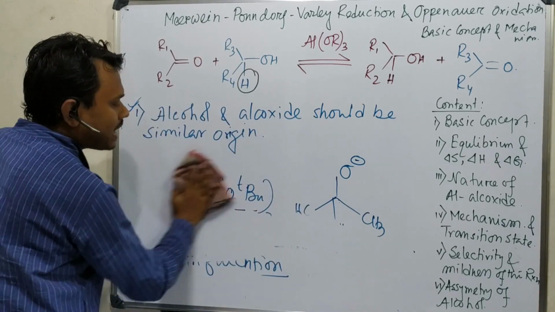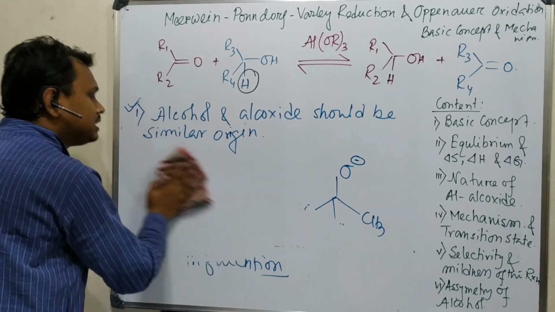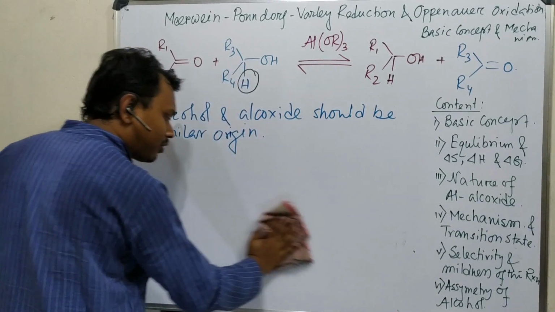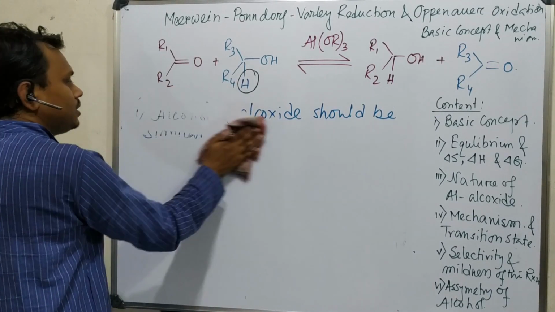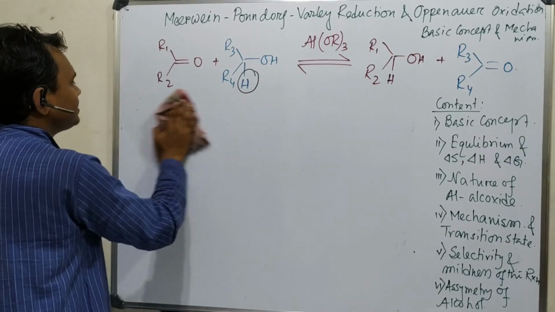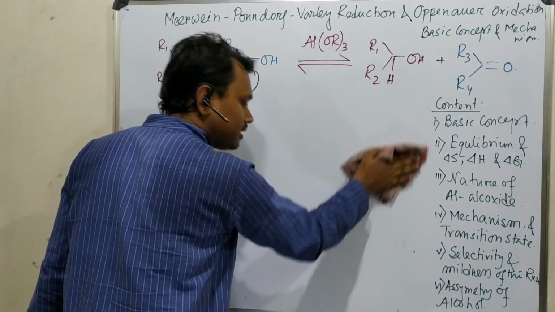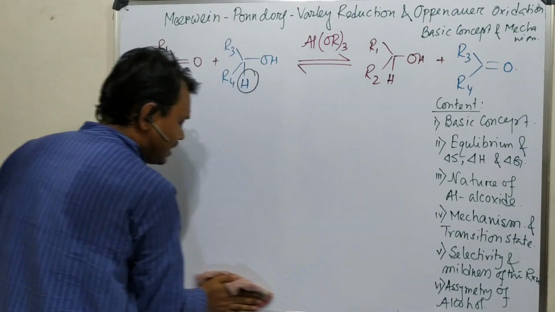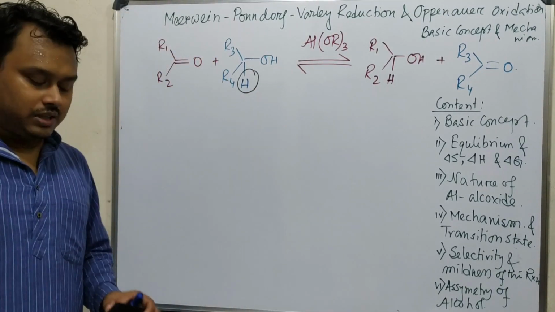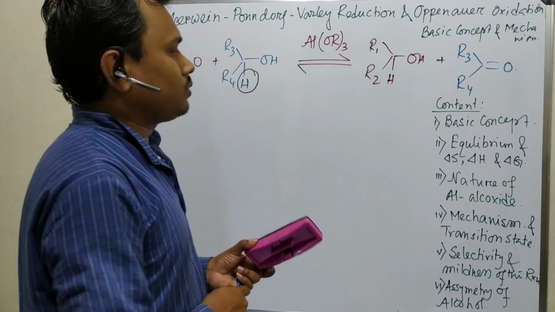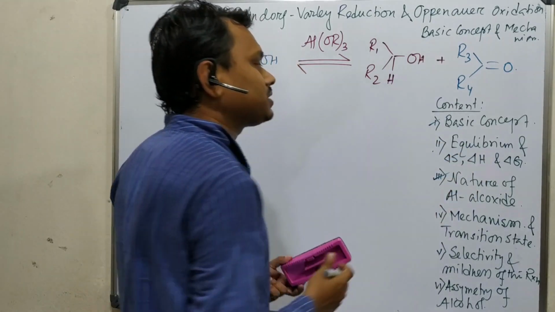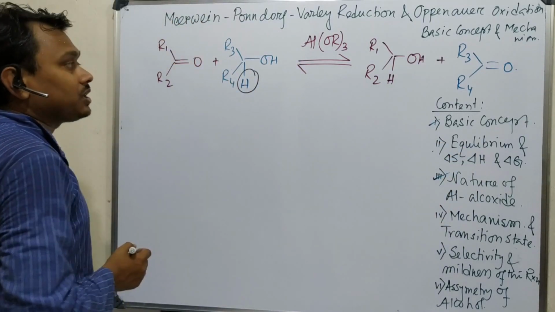So this is the aluminium alkoxide part. Is it possible to avoid alkoxide? Yes, possible. There is one modification by Professor Woodward. I shall explain it in the second part of this video, not here. This is a very basic concept I am discussing. In that strategy, they have used potassium alkoxide. That is a different thing. So we have discussed the alkoxide part. Now the question comes. We have discussed the basic concept and the nature of aluminium alkoxide. Now let's discuss the equilibrium.